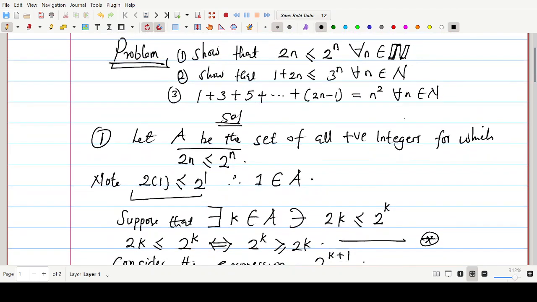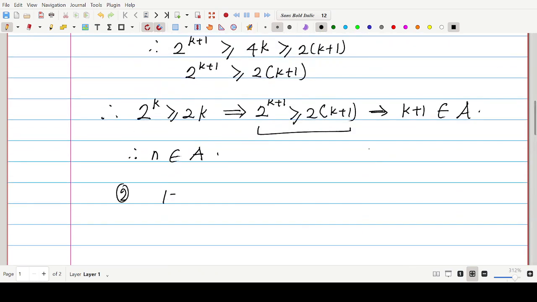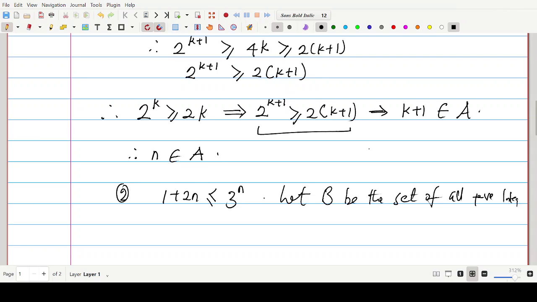That is 1 plus 2n less than or equal to 3 to the power n. All right. So we can say, let B be the set of all positive integers for which 1 plus 2n less than or equal to 3 to the power n holds.